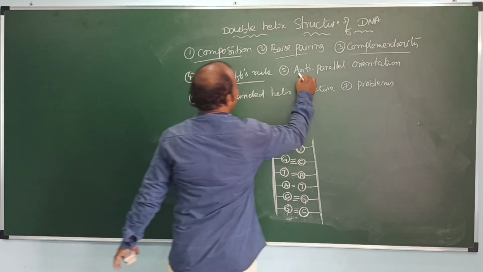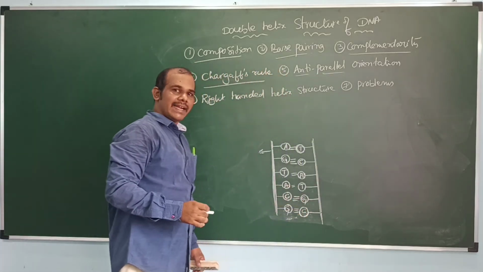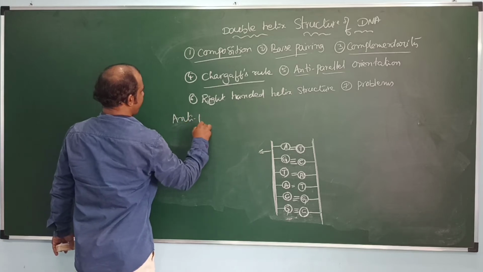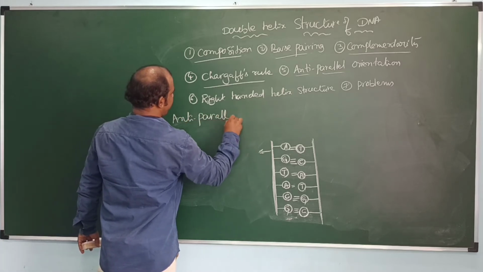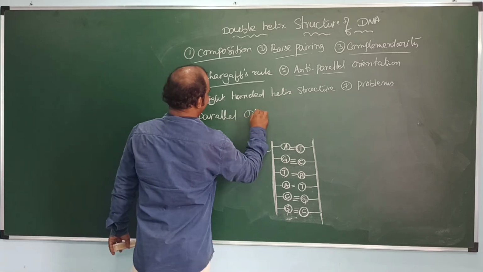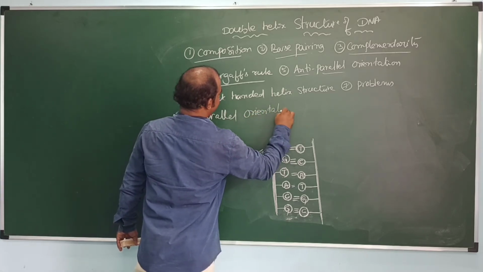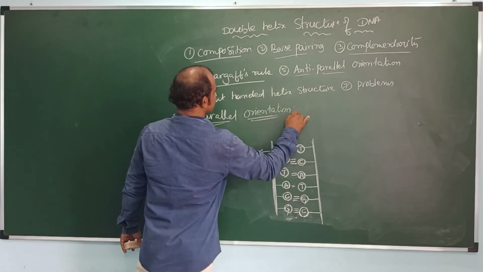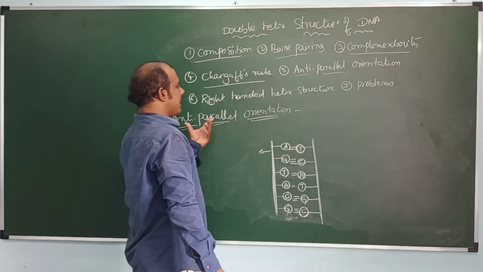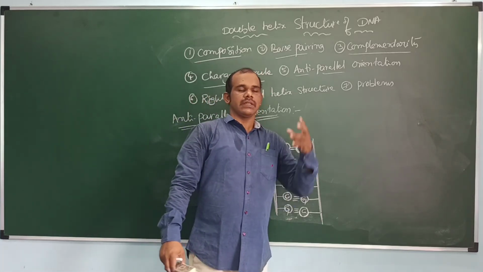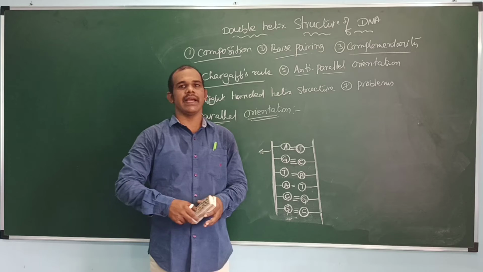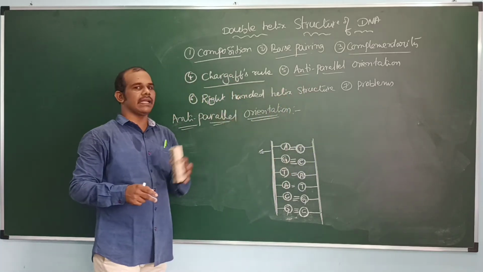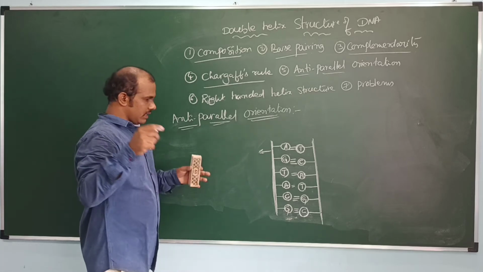Next, anti-parallel orientation. What is anti-parallel orientation? Anti-parallel orientation means the two strands in a DNA run in opposite directions. That is called anti-parallel orientation.